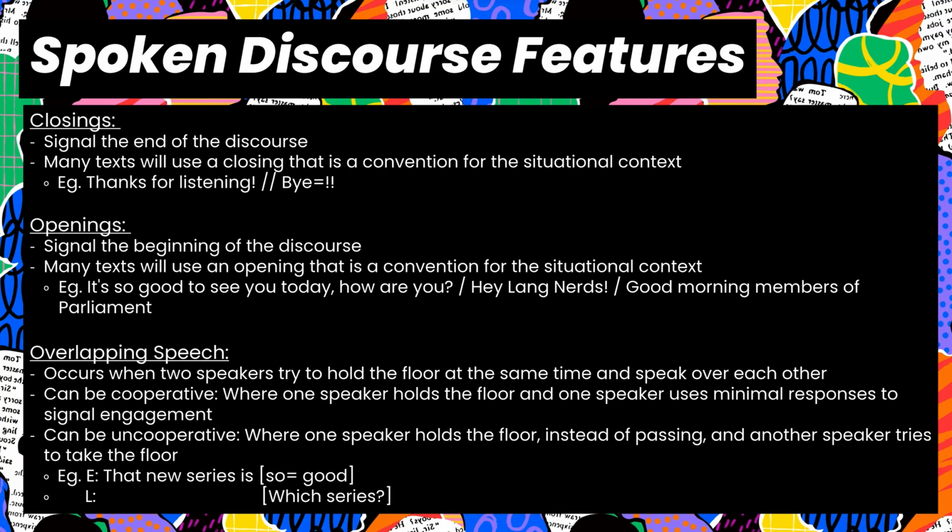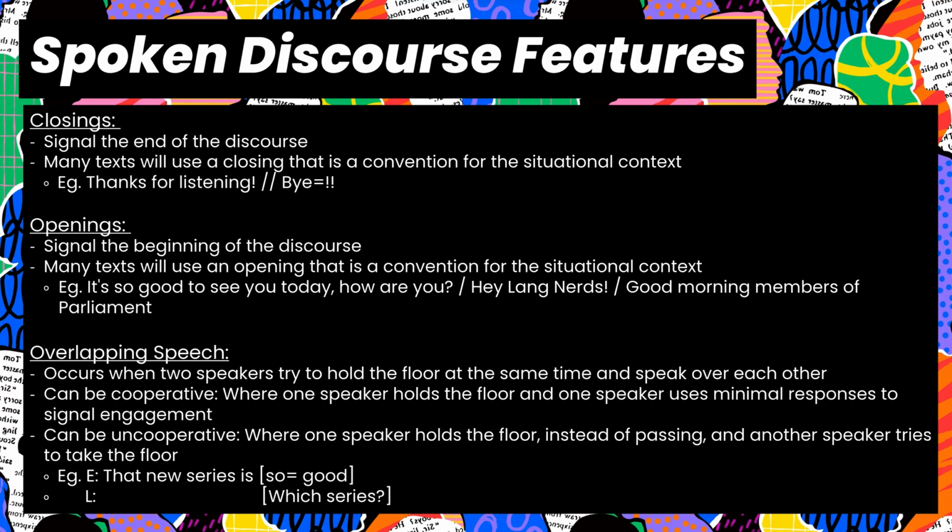Next up, the last element of the COU in COUDAM is overlapping speech. Now, this happens when two speakers are trying to hold the floor at the same time and they end up speaking over each other. Overlaps happen for lots of reasons. So we can talk about overlapping speech as being cooperative, and cooperative overlaps happen when one speaker is holding the floor and the other speaker uses minimal responses or back channeling, a language feature we're going to talk about in a moment, to signal their engagement.